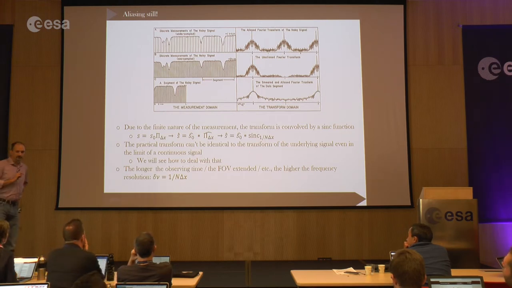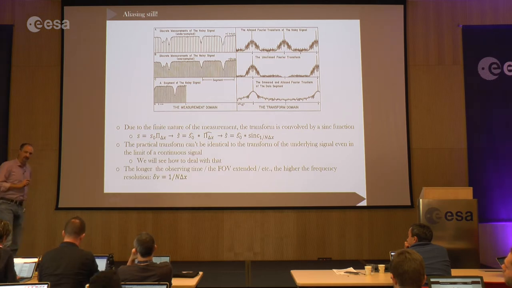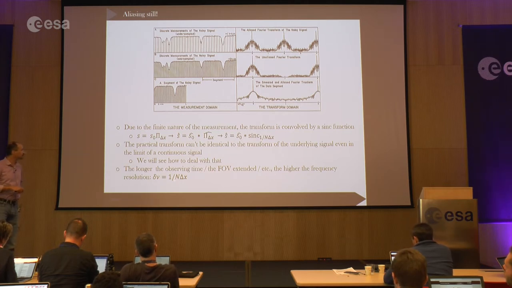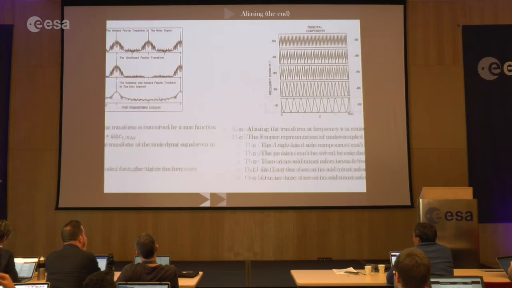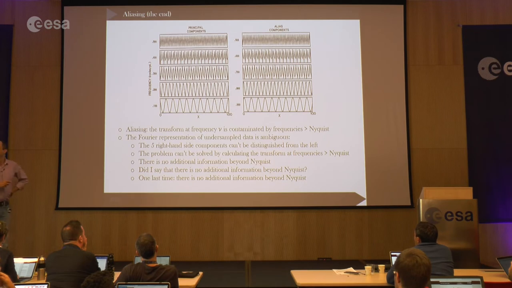But once you know that, it's okay because you can deal with it, and at least you're aware of it and you know what can be the side effects. So the thing also is that the longer the observing time, the higher the frequency resolution, and that will help also in many cases, because your resolution is 1/n delta x, so the separation between two frequency bins here will be 1/n delta x, and if you have higher frequency resolutions, it will be usually beneficial. So that's the end of aliasing.